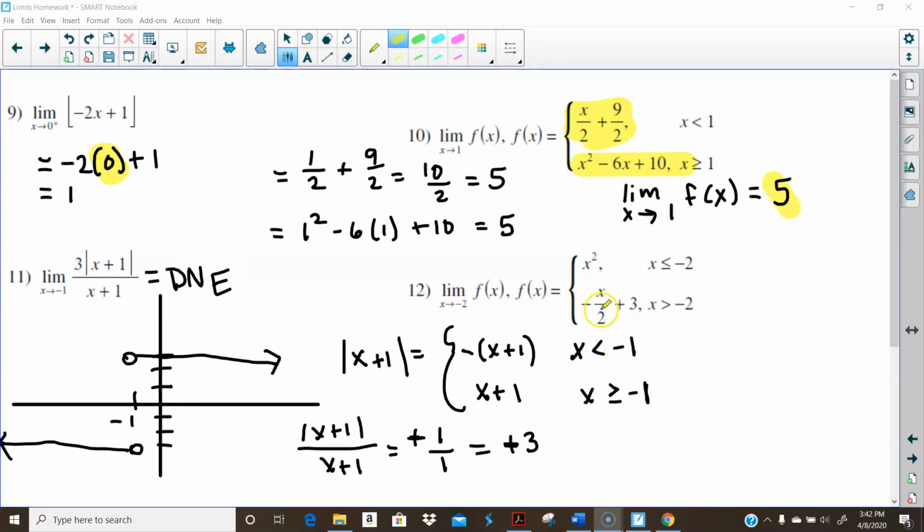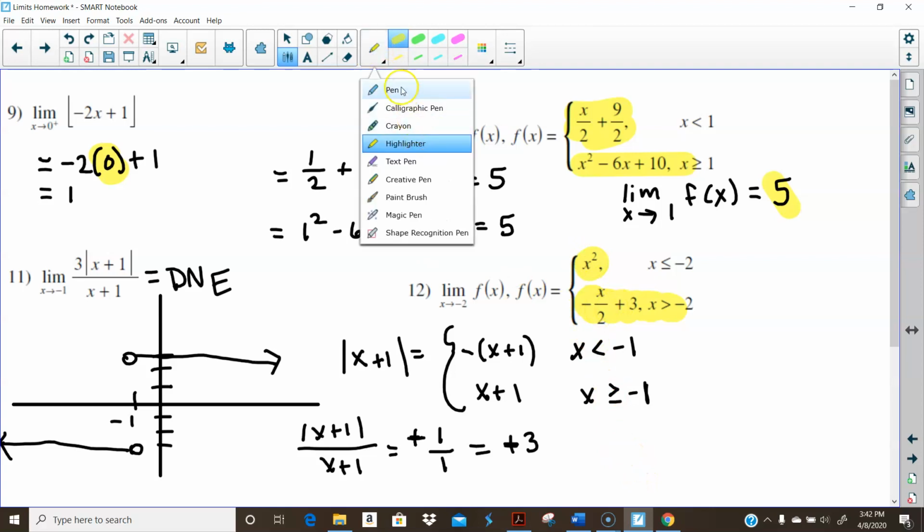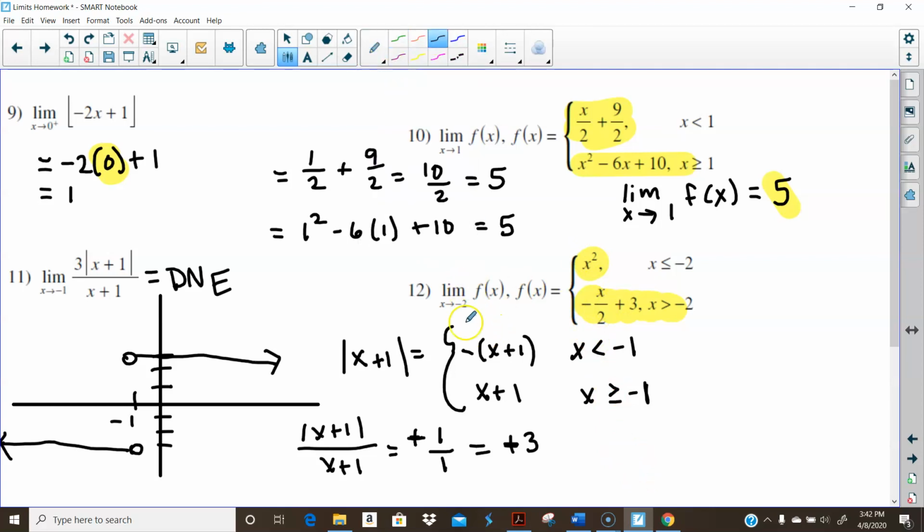Number 12, I'm out of room, but what we're going to do is use direct substitution. We're going to substitute into the first piece and into the second piece of the function. If those numbers come out exactly the same, then we know that the limit as x approaches -2 exists.